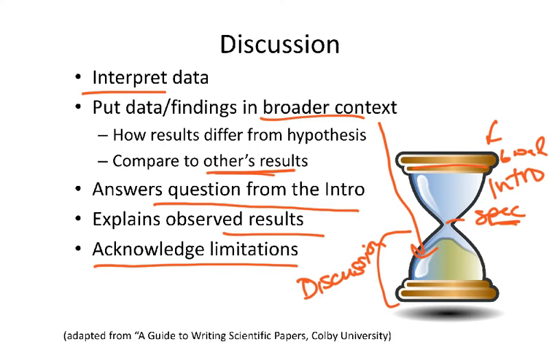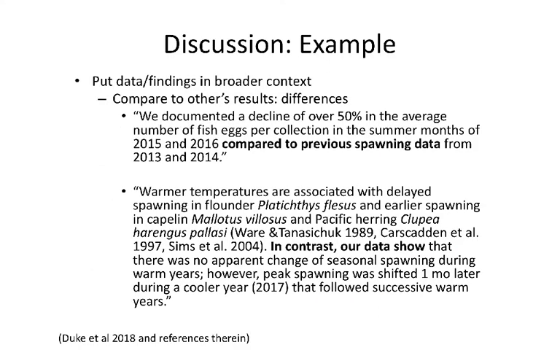So we'll show some examples of each of these different parts of a discussion section, using our same favorite fish egg paper. So we said one of the things you want to do in a discussion is put your data and findings in a broader context. And one of the ways to do that is to compare to others' results. And so first, you might want to talk about the differences between your results and other people's results.